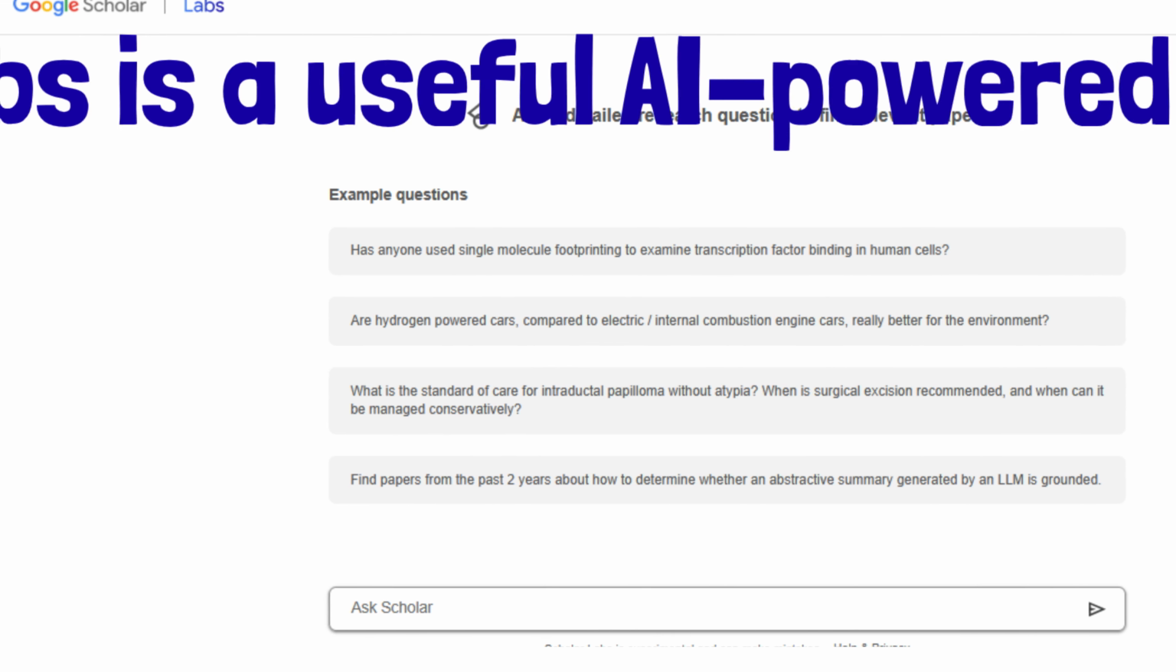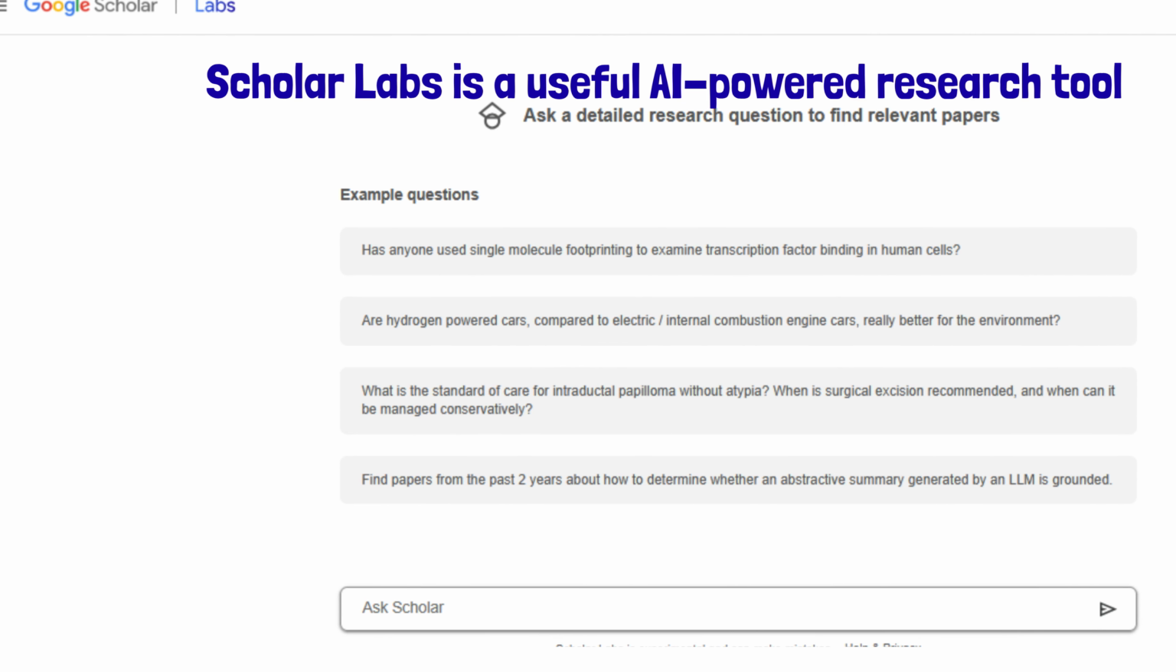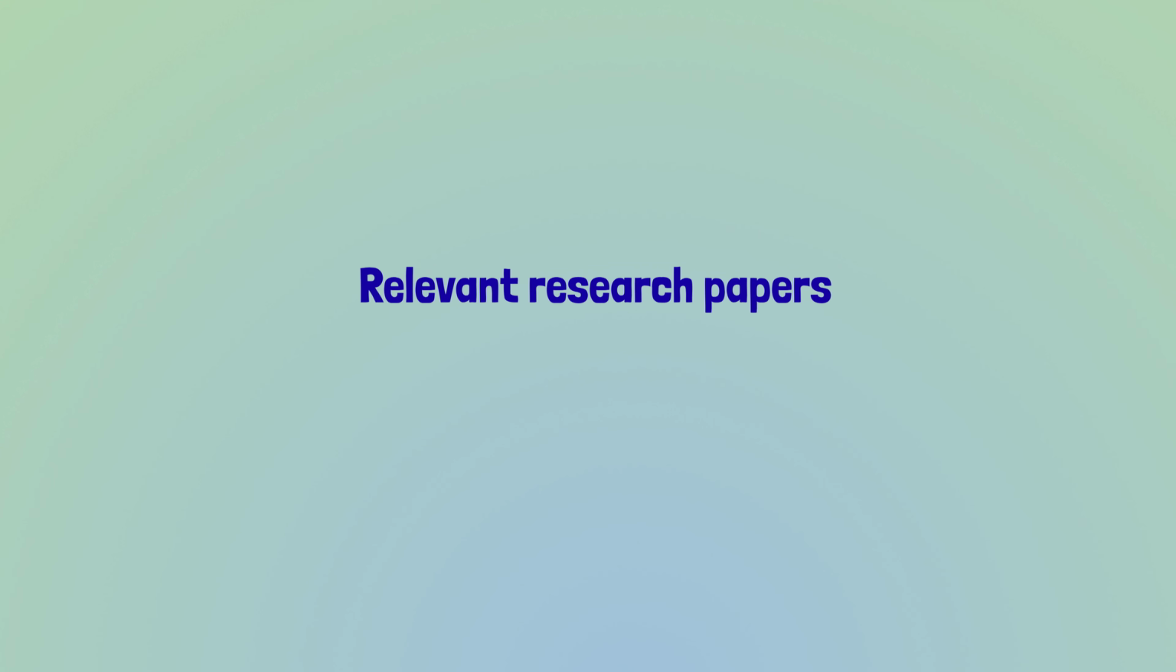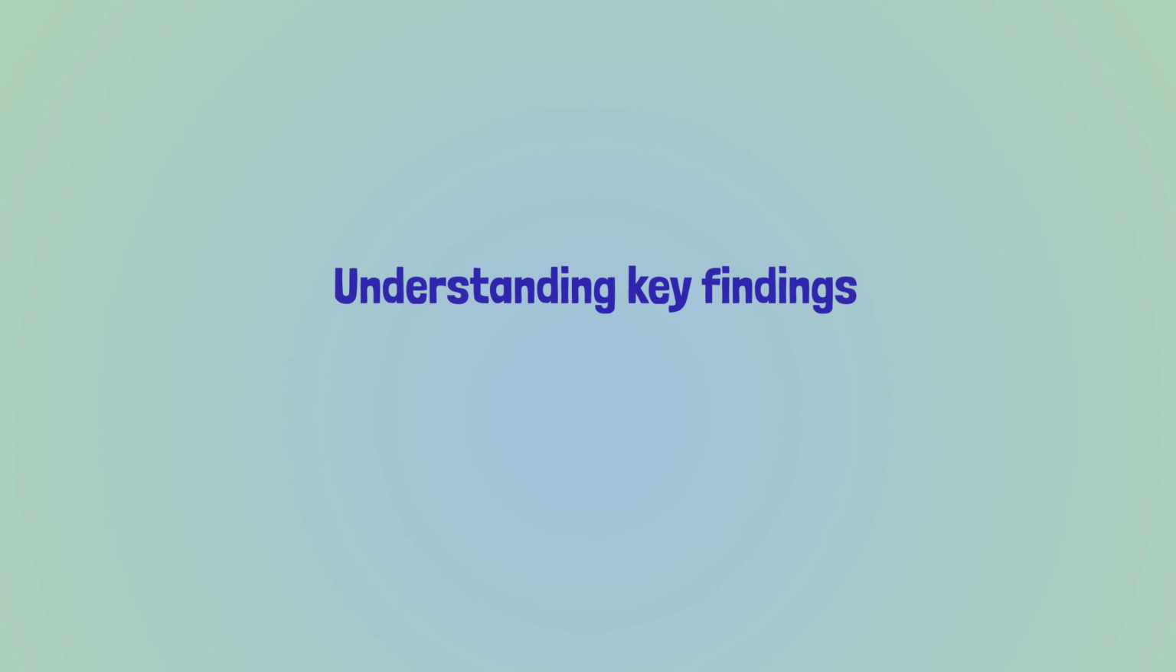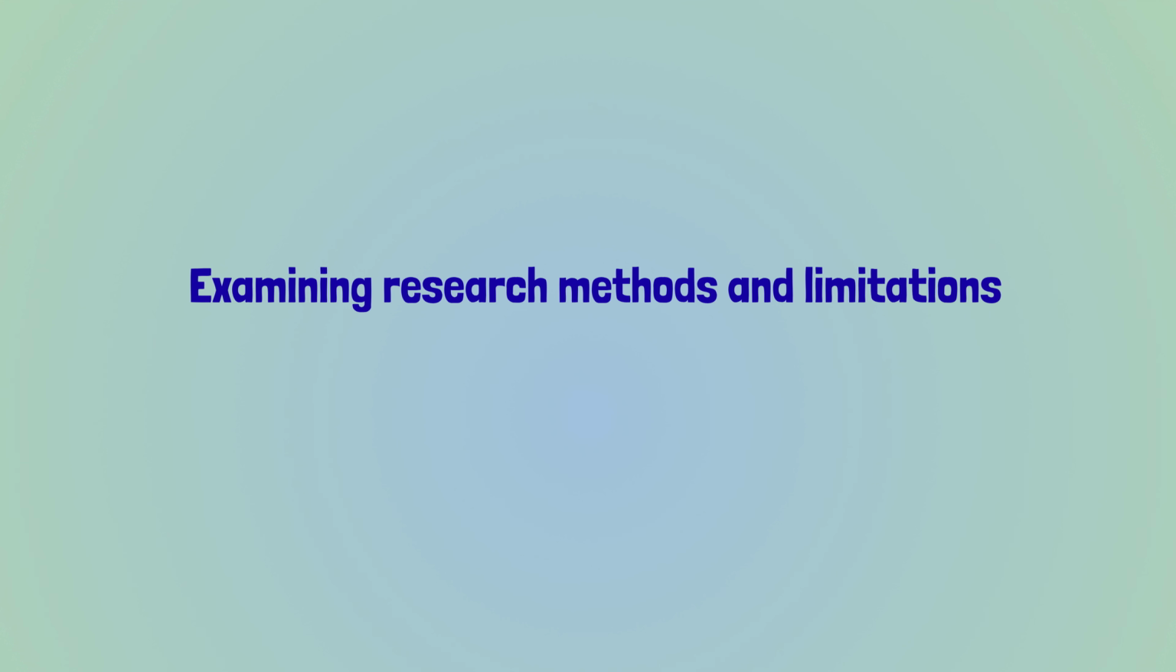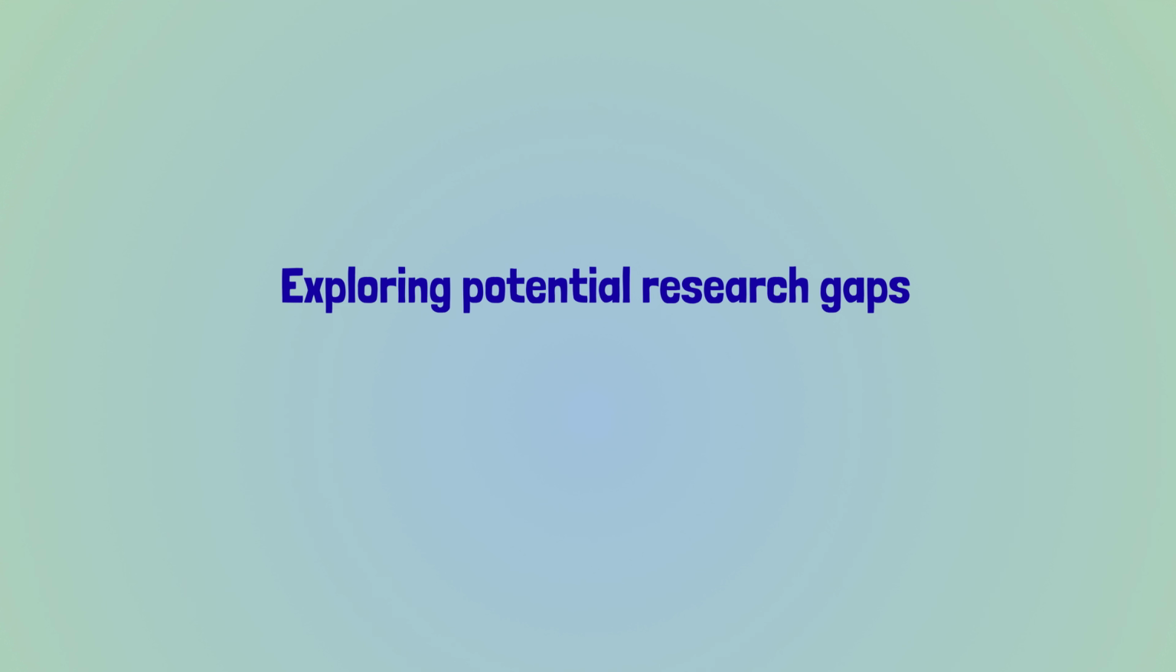Scholar Labs is a useful AI-powered research tool that can be used for finding relevant research papers, exploring research topics, supporting a literature review, comparing research papers, identifying similarities and differences between studies, generating bullet point summaries, understanding key findings, examining research methods and limitations, and exploring potential research gaps.